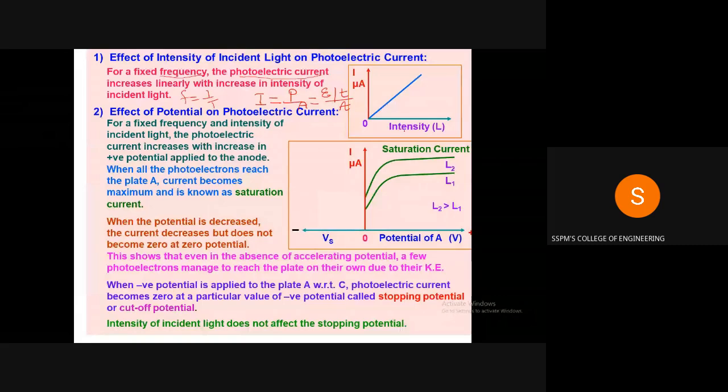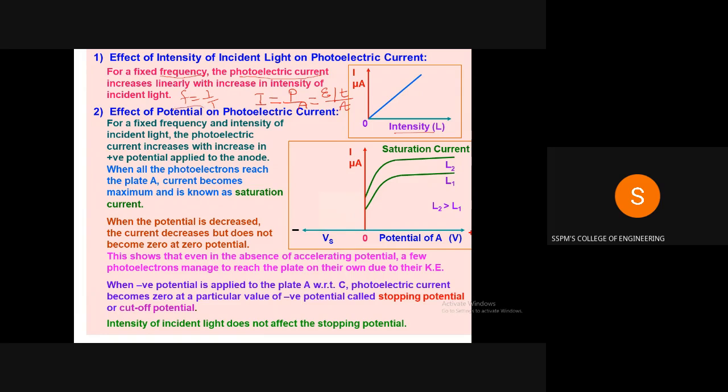So from the graph, it is very clear that as you go on changing the intensity of the photons, then the current, which current? Photoelectric current linearly increases. Okay. The next point, effect of potential on photoelectric current.